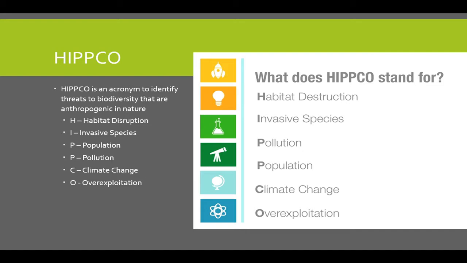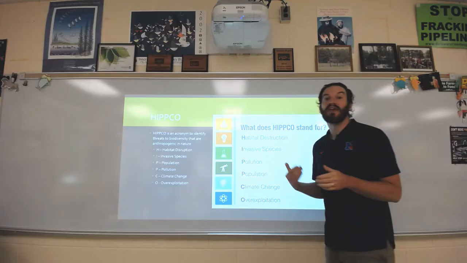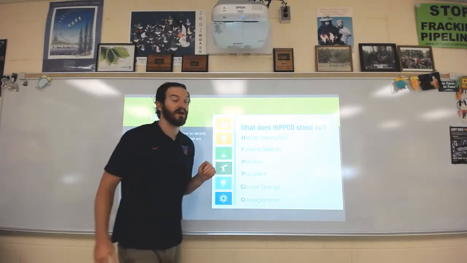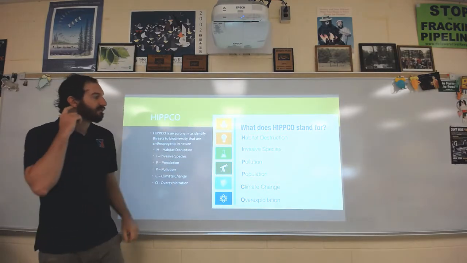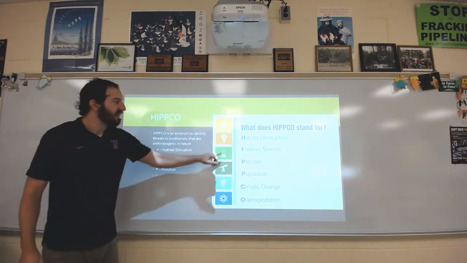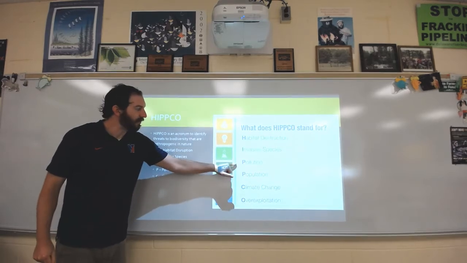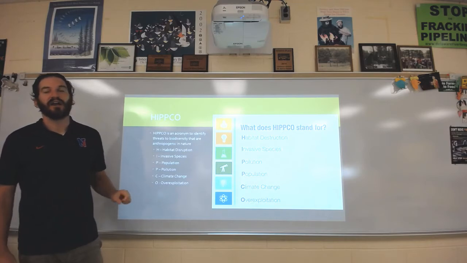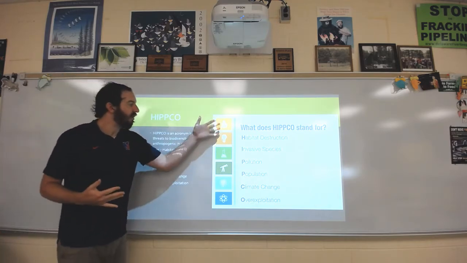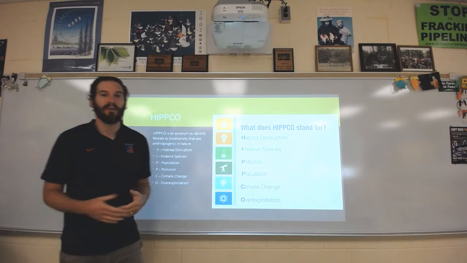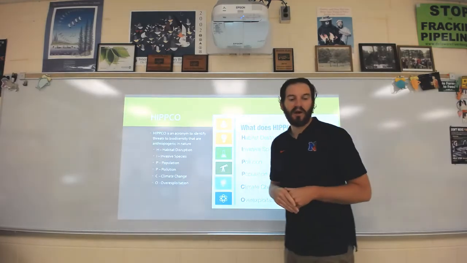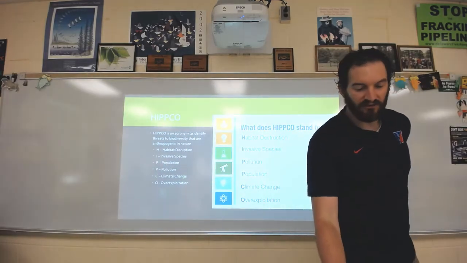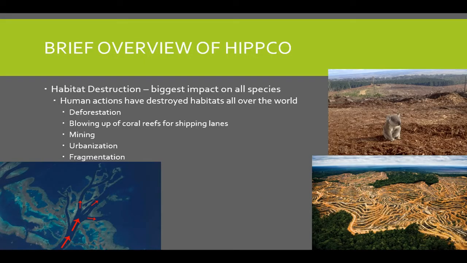When we talk about human impacts on biodiversity, we have a great acronym for it, and the acronym is HIPPCO. If you can see here, what does HIPPCO stand for? Habitat destruction, invasive species, pollution, population, climate change, and overexploitation. Over the next couple of slides, we're going to go through all of these criteria and how they're actually impacting our biodiversity. So please bear with me as I go through what each of these are and how they end up destroying the biodiversity of an area.